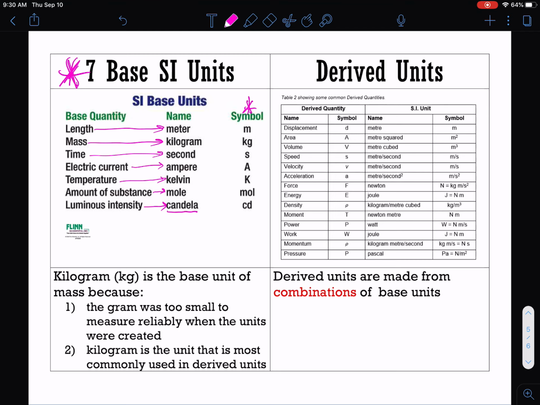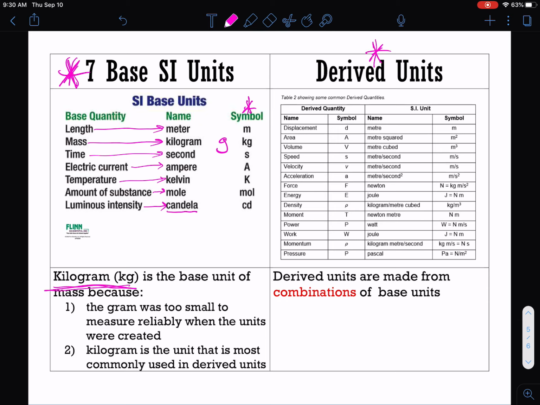Now, I have had people ask me, why do we not use the gram as the base unit for mass? Well, whenever you think about that, that would be down here. The kilogram is the base unit because, 1, the gram was too small to reliably measure when these units were created. When they first came together to figure out what was going to happen with the SI units, a gram is really, really small. And I'll have pictures to show you just how small a gram is. It's really, really tiny. A kilogram is the unit that most commonly is used in derived units is the second reason. And what I mean by derived units are over here.